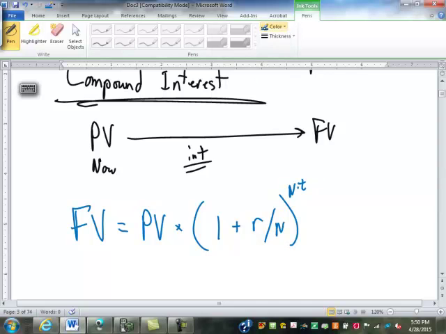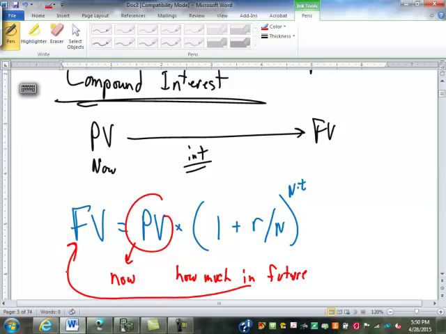So what this is, you have this much money now, and you want to know how much it will be in the future, which is going to be this number that we're going to find.